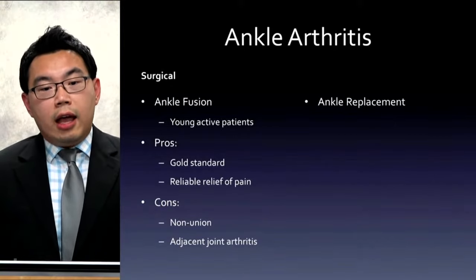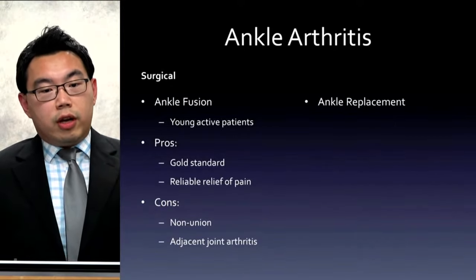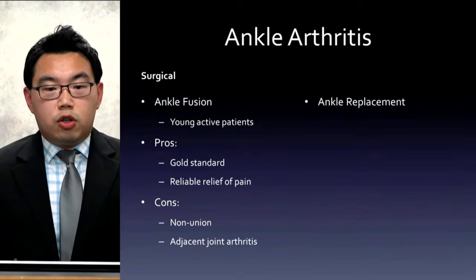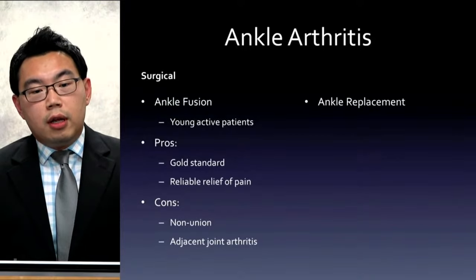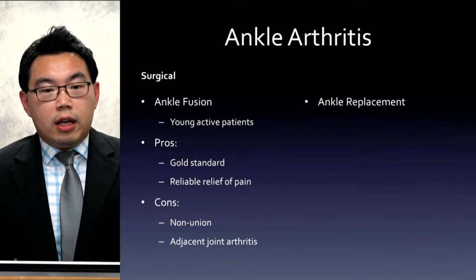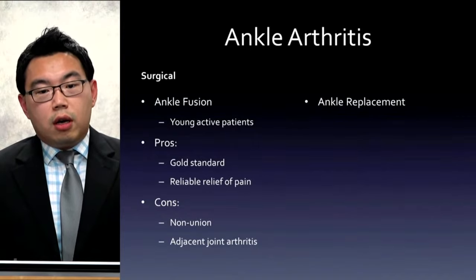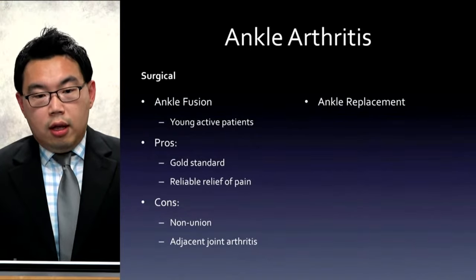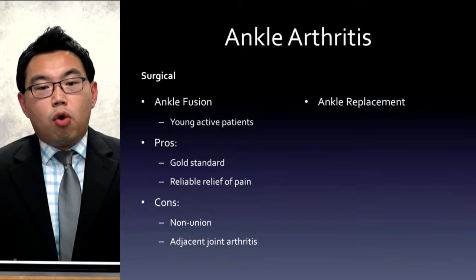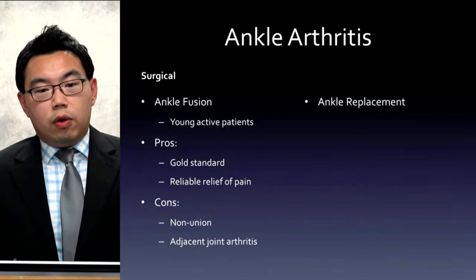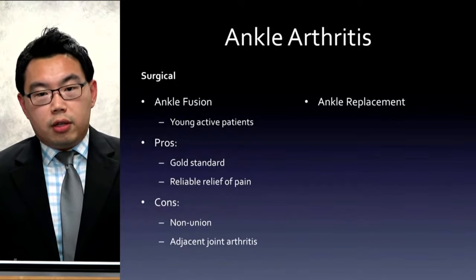And secondly, the ankle is a mobile joint, just like the joints surrounding the ankle, such as the subtalar joint or the joint in the midfoot. Now, if you're fusing one joint that's supposed to be mobile, the rest of the joints are naturally getting more pressure through them, so that you can develop adjacent joint arthritis.